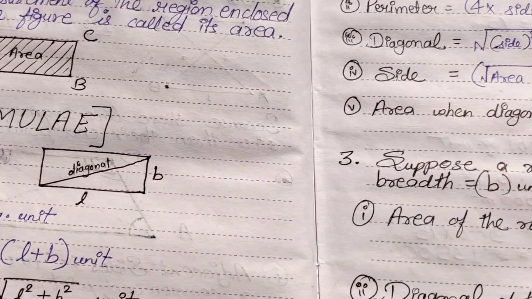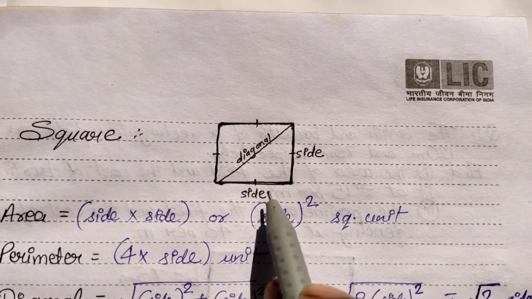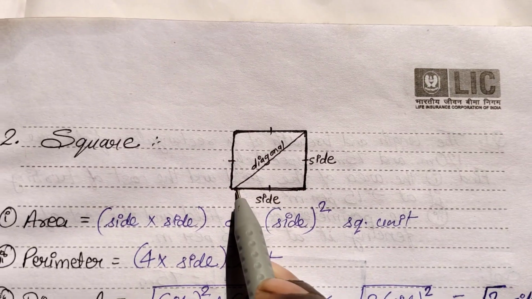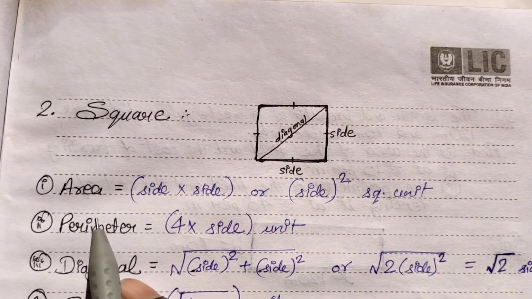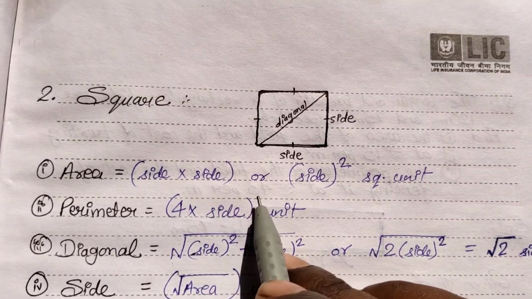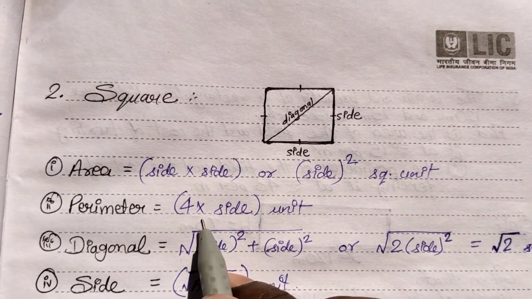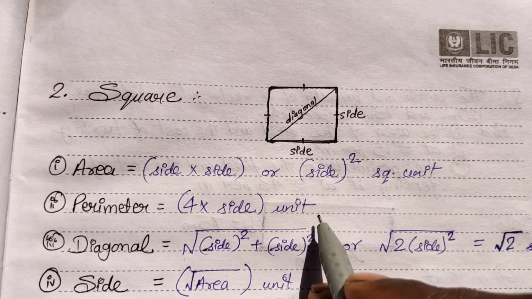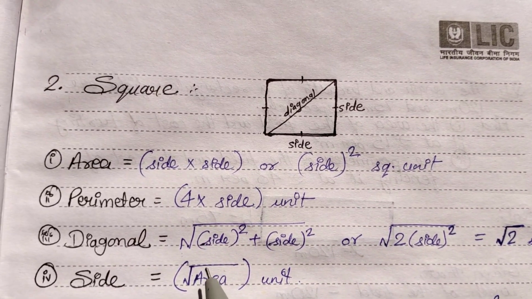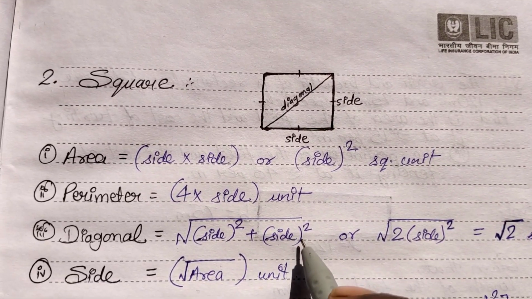Now moving on, the next plane figure is the square. We have all sides equal, that is side, and we call this the diagonal. Now first is area. Area is side into side, or say side square, square unit. Perimeter is 4 into side unit. Diagonal is under root, just like the rectangle: length square, that is side square, plus breadth square, that is also side square.